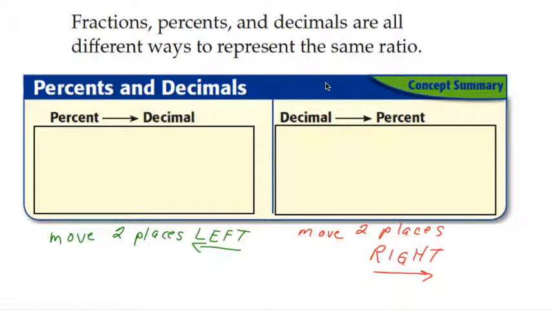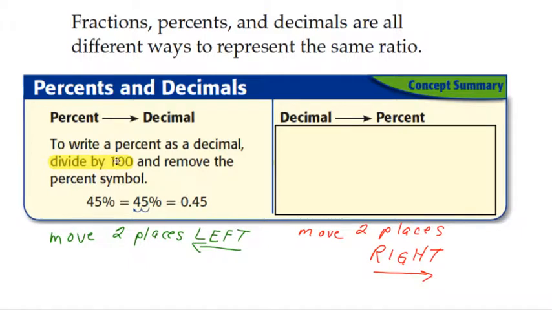Fractions, percents, and decimals are basically all different ways to represent the same thing, the same ratio. So to represent a percent as a decimal, what we want to do is divide by 100 and move the percent symbol. So if we start out with a percent like 45% and we want to change that to a decimal, all we do is start with where the decimal place is, which is at the right of the 5. So remember, when there's no decimal in the number, it's always to the right of the last number. And we want to move 2 spaces to the left. That's what dividing by 100 does. Move 2 places to the left gives us 0.45.